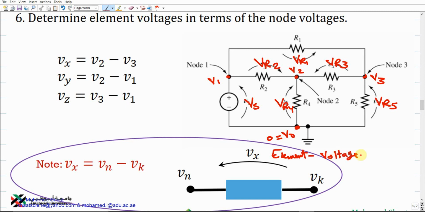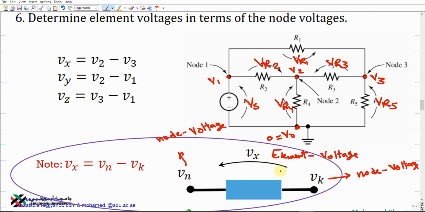Right? And this should be the node voltage. This is a node voltage, and this is another node voltage, right? So what we did basically, we defined Vx as an element voltage, and we do have Vn and Vk as two node voltages. So how much is Vx in terms of Vn and Vk?